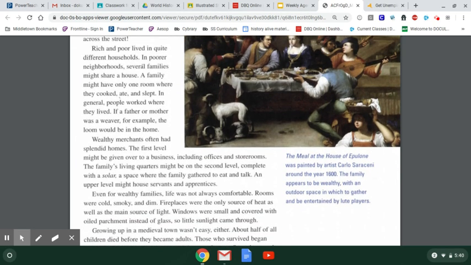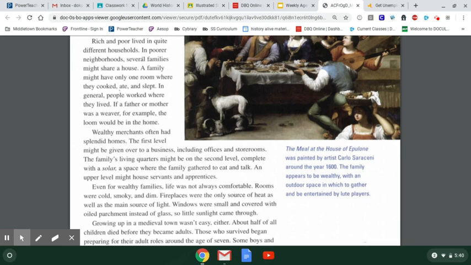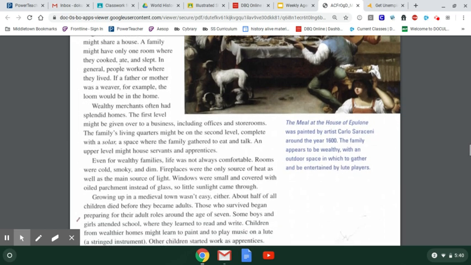Rich and poor lived in quite different households. In poor neighborhoods, several families might share a house. A family might only have one room where they cooked, ate, and slept. In general, people worked where they lived. If a father and mother was a weaver, for example, the loom would be in the home.